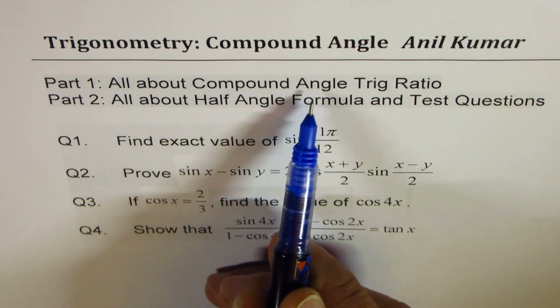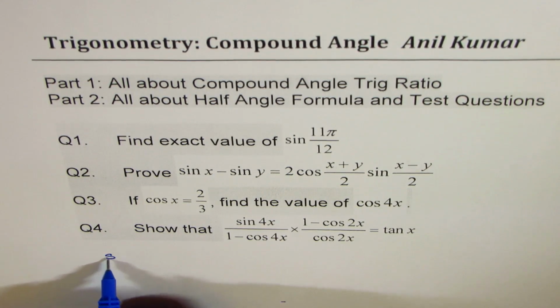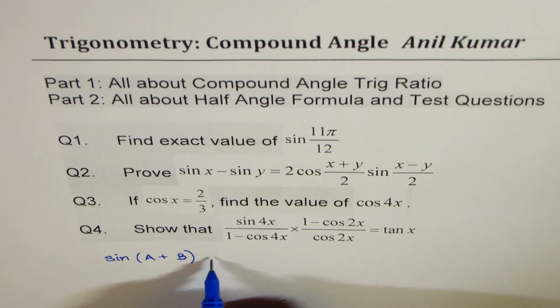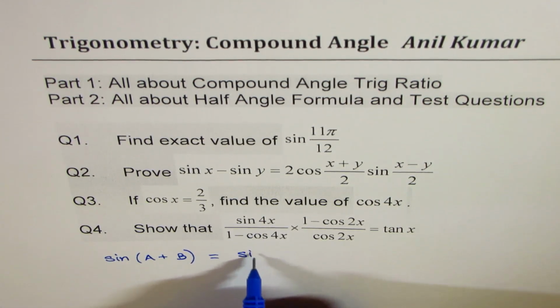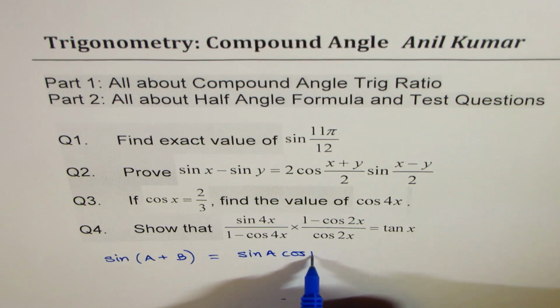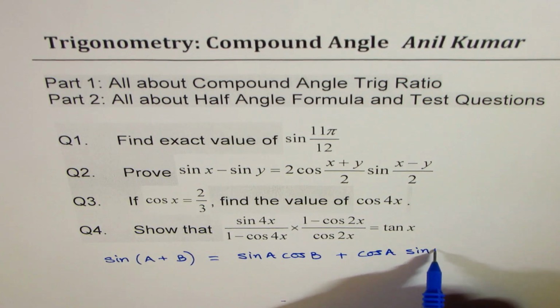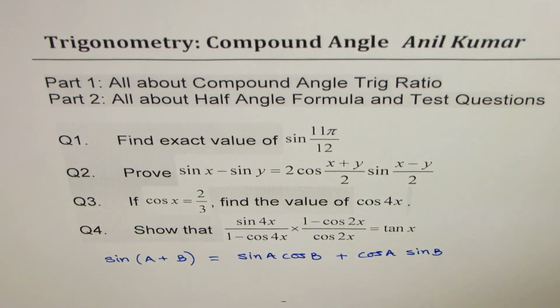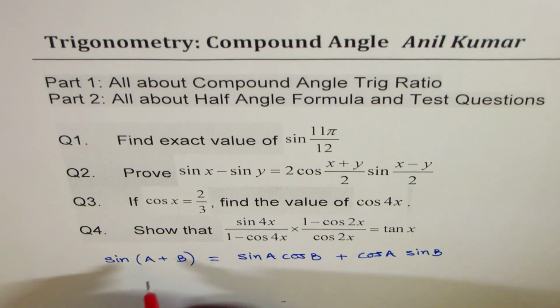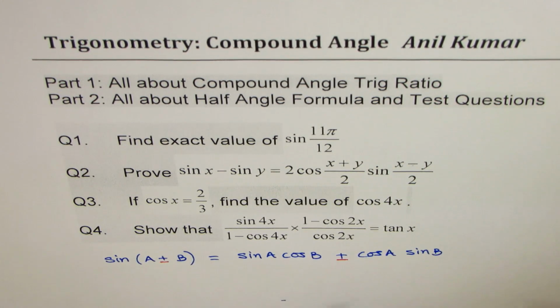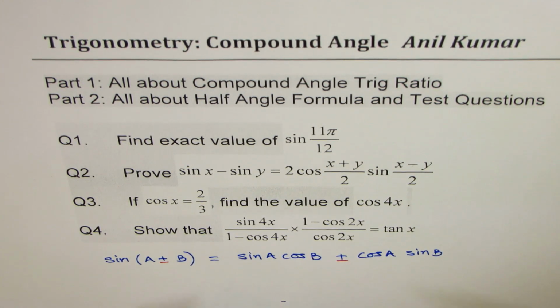Now let's begin by compound angle formula. Basically, we'll work with sine A plus B. So sum of two angles, which is sine A cos B plus cos A sine B, right? Now, if we are looking for difference of A and B, that is, if the formula is A minus B, in that case, it is minus. So take it as a review. We are not going to derive this formula, but from this formula, we'll derive the formula for double angle.